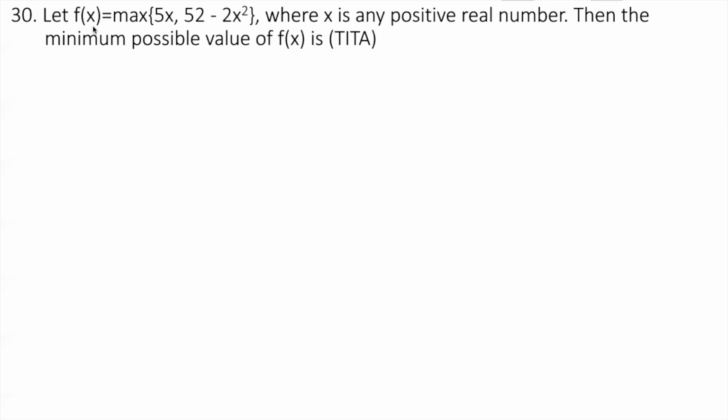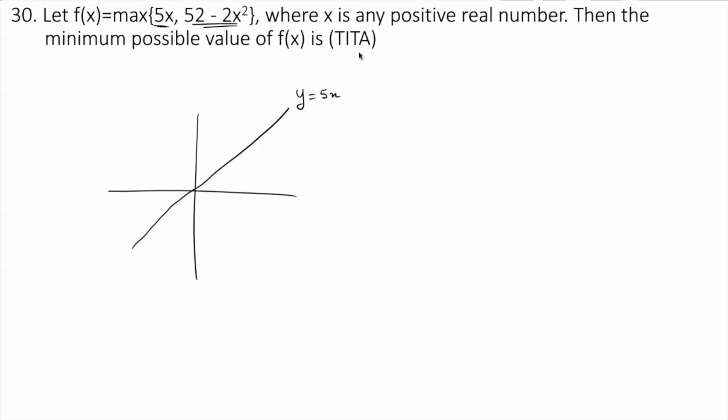All right, guys. So f of x is max of 5x or 52 minus 2x square. Okay, so let's start by drawing y is equal to 5x. Y is equal to 5x will be a straight line passing through the origin like this. Okay, guys. And next, you want to plot 52 minus 2x square.